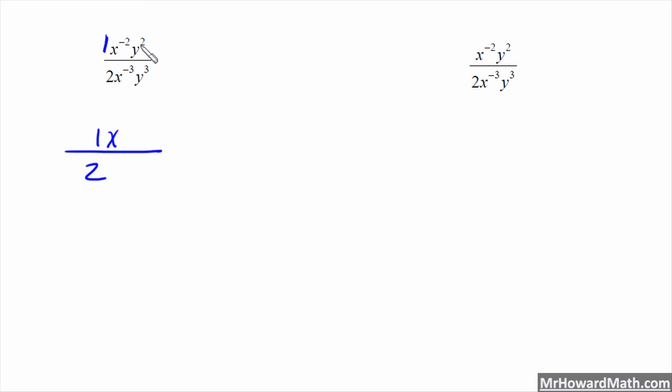And now the y's are a little easier. Y squared on top, y cubed on bottom. The bottom wins by 1. So we have y to the first power on the bottom. I do not have to have this 1 here since I have something else on top to hold that place. But I could leave it. It doesn't matter. So anyway, we get x over 2y there.